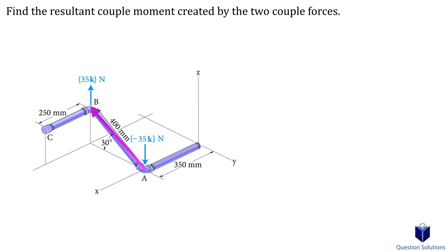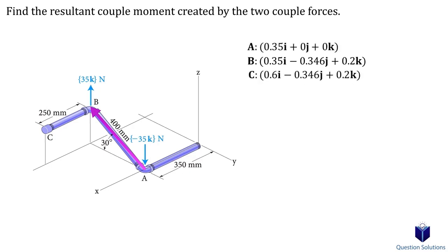To get that, we first need to figure out the location of point B. Using trigonometry, the y component is 0.4 cosine 30 degrees and the z component is 0.4 sine 30 degrees. The x component is already given, which is 0.35 meters. Let's write down the locations of points A and C as well. Note that the difference between points B and C is only in the x direction. Now a position vector from A to B.